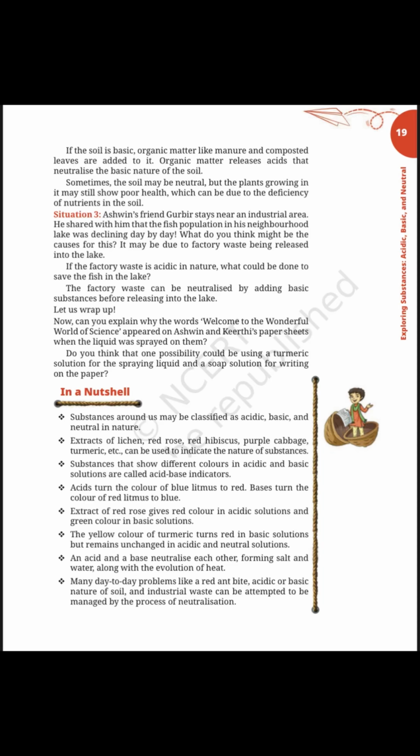Situation 3. Ashwin's friend Gurbir stays near an industrial area. He shared with him that the fish population in his neighborhood lake was declining day by day. What do you think might be the causes for this? It may be due to factory waste being released into the lake. If the factory waste is acidic in nature, what could be done to save the fish in the lake? The factory waste can be neutralized by adding basic substances before releasing it into the lake.